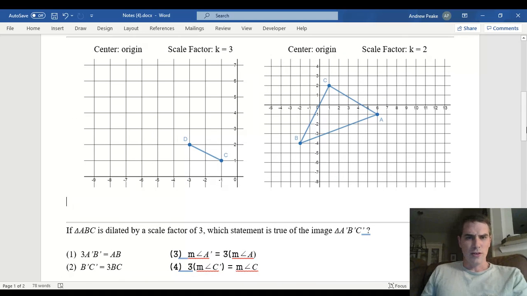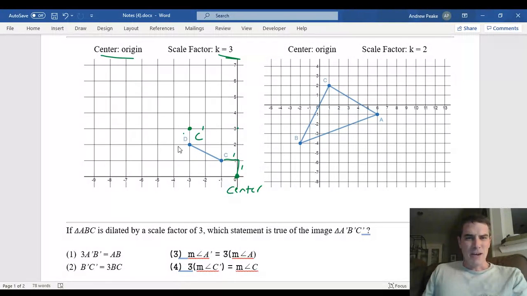So in this one right here, we have the center is the origin. So that means 0, 0 is my center. And we have a scale factor of 3. So to figure out what my new shape is, I'm going to find the rise over run for C first. Looks like I got a 1/1 right here. So for C prime, I would triple that, times 3. So it would need to be 3/3. So C prime would land right here. We'd go up 3 over to the left 3.